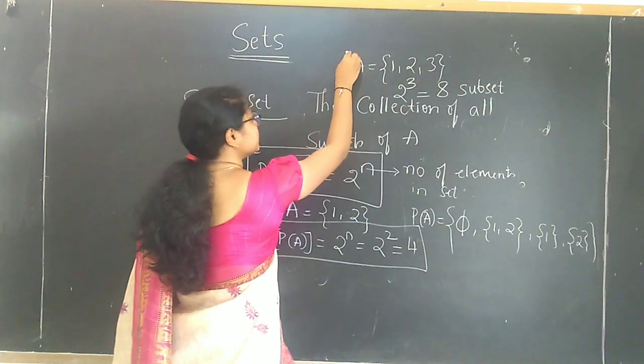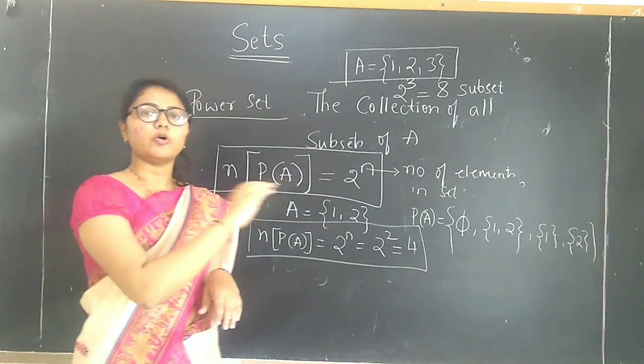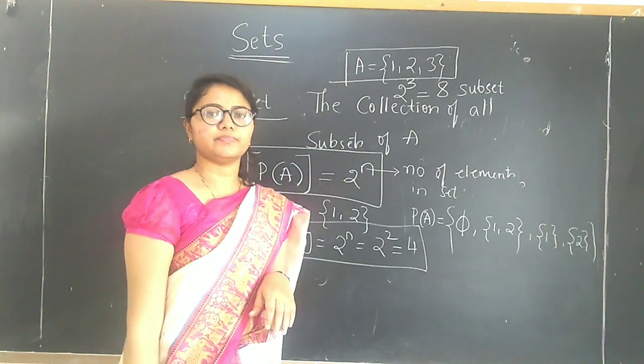So I give you the homework today. For this power set, A is equal to {1, 2, 3}. Write all the subsets. That is 8 subsets. Okay, thank you.